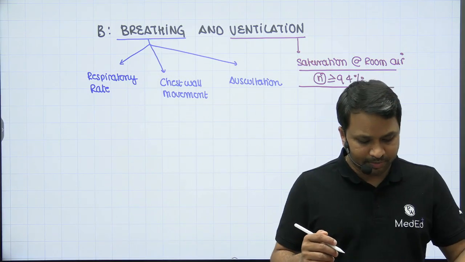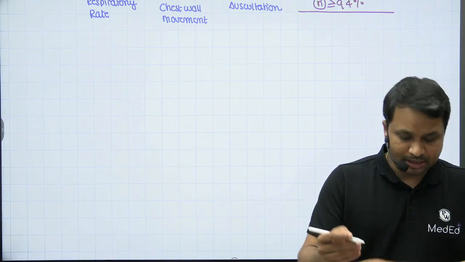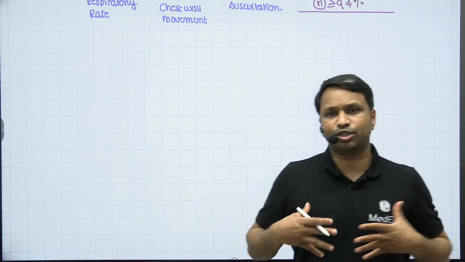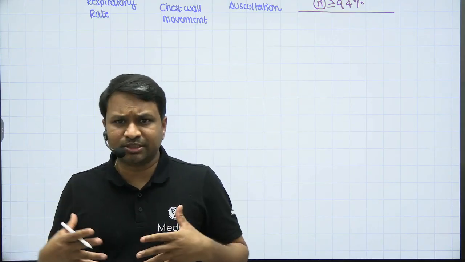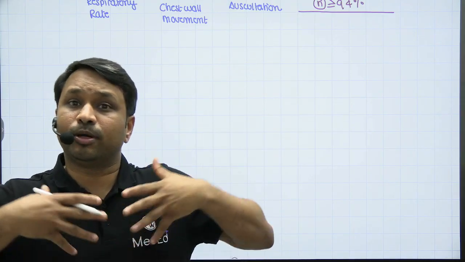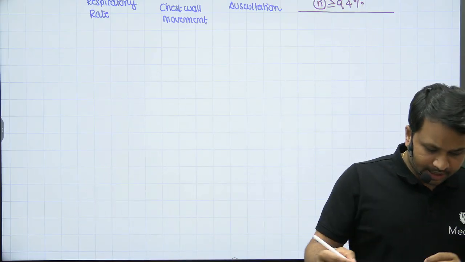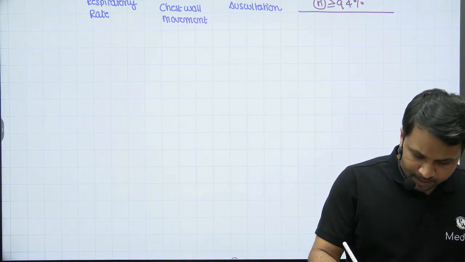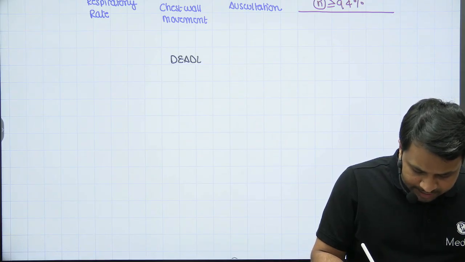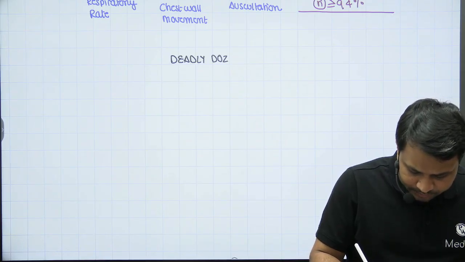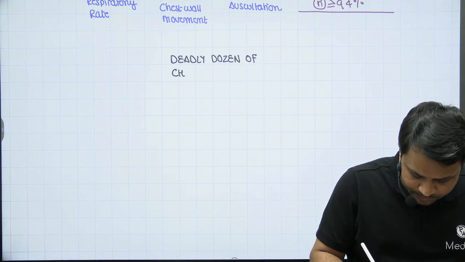So when you're looking at breathing and ventilation, one of the most important things is that we are not only talking about the lungs or the thoracic component, we're talking about the thorax in general, right? So there's something called the deadly dozen of the chest injuries, right? So what qualifies as the deadly dozen of chest injuries?